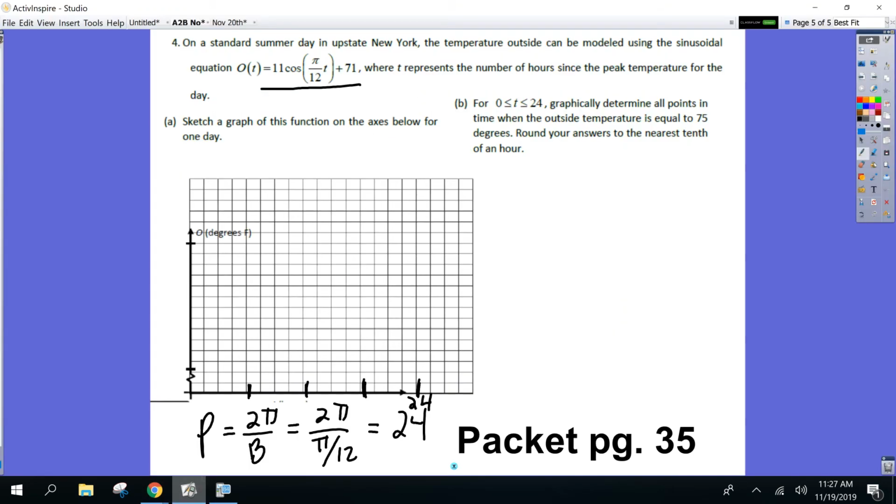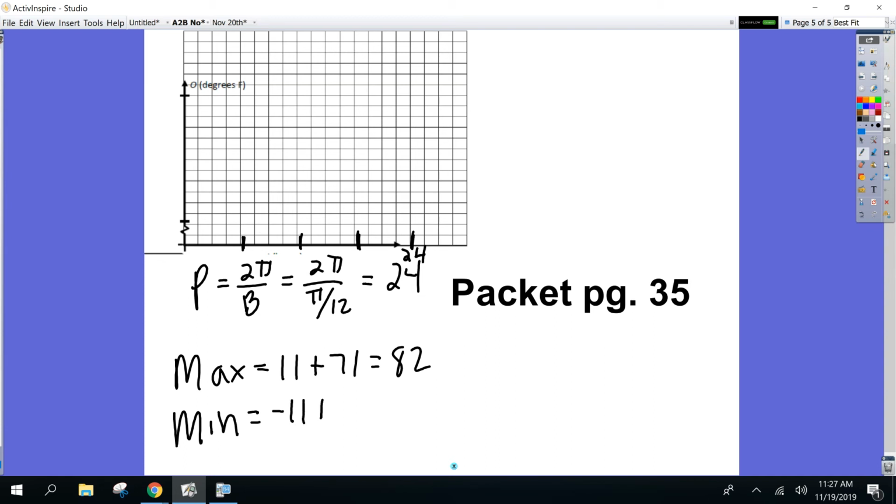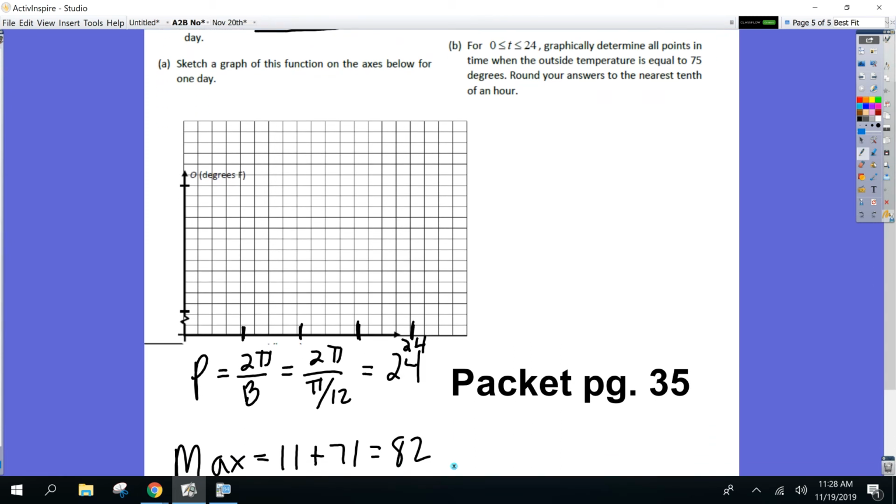What else do you want me to do here? Your call. Find the max and the min. You got it. What was the previous max? And then I did what? So my new max, 82. What was the old min? Added 71. What's the new min? 60. So you guys decide what you want to go by on your y-axis right now, but you have to have 60, 82, and probably the shift, which was 71, somewhere on that graph.